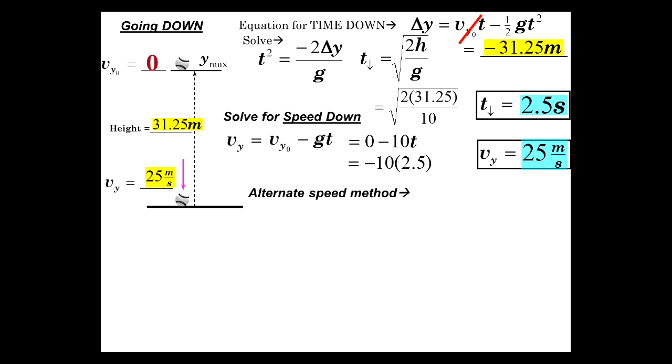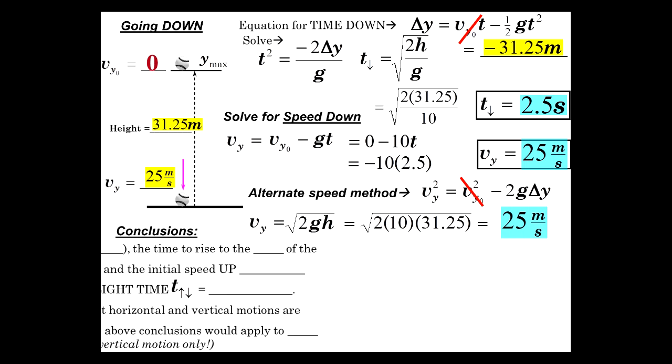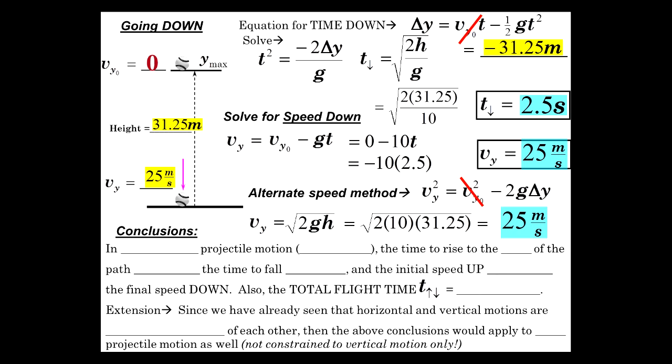But we could get the speed in an alternate way. Once again, we can bring out equation 6, which does not include the time, recognizing that the initial velocity is 0. And we can solve for Vy. Vy is the square root of that other stuff. Notice again, I dropped the negative because this is negative. Vy equals the square root of 2 times 10 times 31.25, and the whole thing is 25 meters per second. Yay!